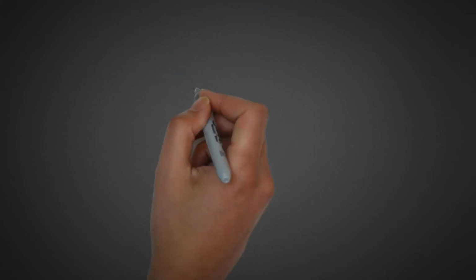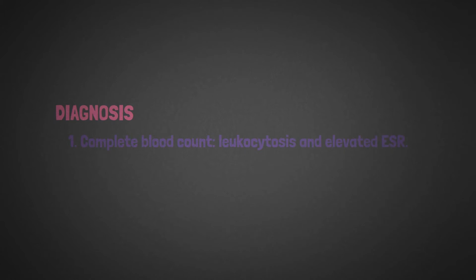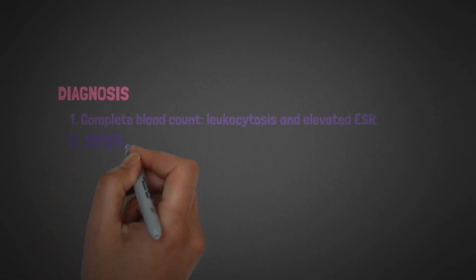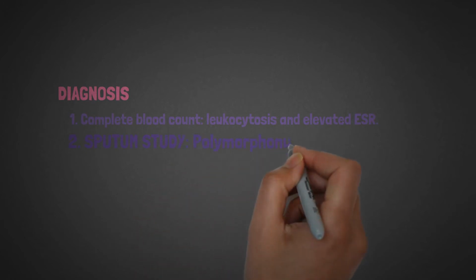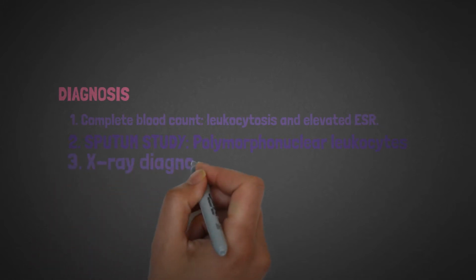For the diagnosis of acute bronchitis, complete blood count is made, in which leukocytosis and elevated ESR are detected. In the sputum study, polymorphonuclear leukocytes are detected. X-ray diagnosis also can be made.